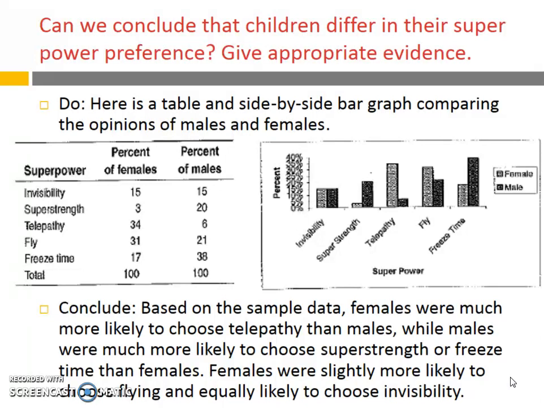And then you can come up with a conclusion. There's no set way to write a conclusion at this point. But you should use words where you're comparing and using the data that you have been given. So based on our sample data, it seems that females were much more likely to choose telepathy than males. We can see that here. Well, males are much more likely to choose super strength or freeze time than the females. Females were slightly more likely to choose flying and equally likely to choose invisibility. That's a perfectly fine conclusion, and we're giving evidence. The evidence comes from here. We wouldn't have written this conclusion without looking at the numbers and the graph.